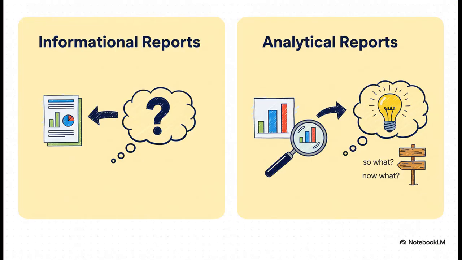All right, here's the crucial difference. Informational reports just give you the what. They lay out the objective facts. Think of an expense report or a weekly sales summary. But analytical reports, they go a giant step further. They take the what and they add the so what and the now what. They actually give you recommendations to help you make a decision.